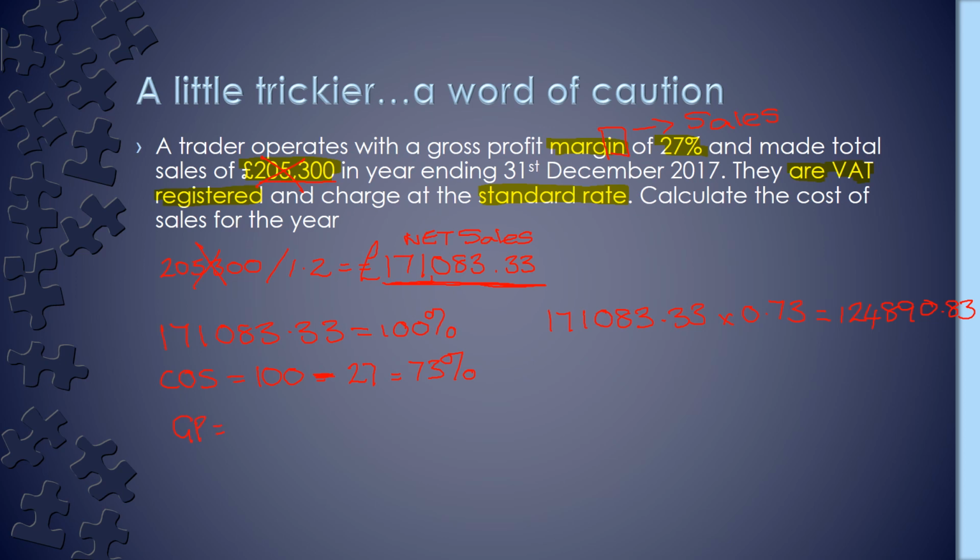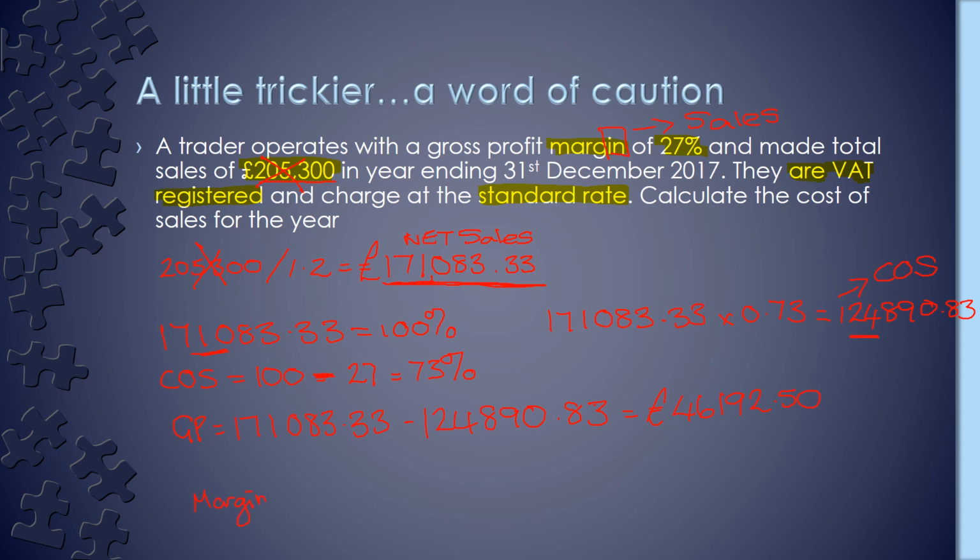So our gross profit is going to be our net sales. Remember, we're forgetting about this now. Our net sales, 171,083.33, less our cost of sales figure. This is now our cost of sales. So minus that, which gives us a gross profit of £46,192.50. So now let's put that back into our margin calculation.